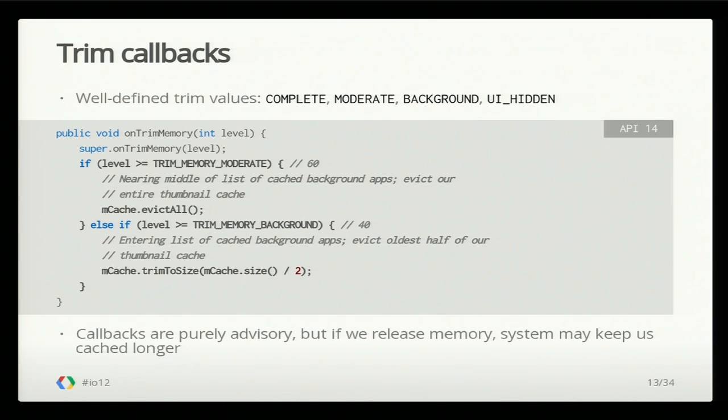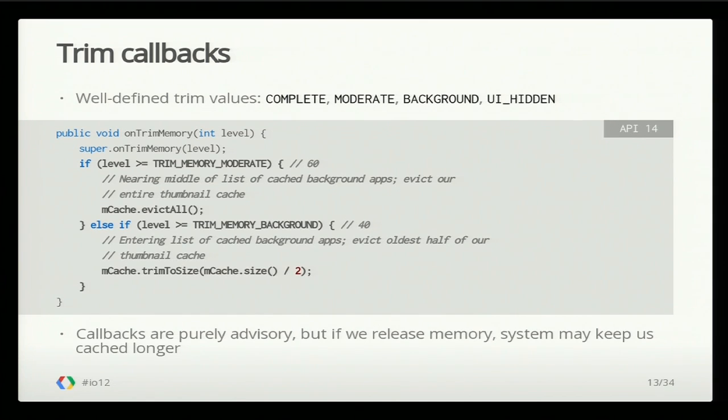Another thing to note is that these callbacks are purely advisory. There's no guarantee that the system will call them. In fact, if the system is under extreme memory pressure, it may end up killing our application before it has a chance to even deliver the callbacks. But if we release memory through these callbacks, the system may be able to keep our app cached longer, which is a better user experience. We're able to launch our app faster if the user does come back.